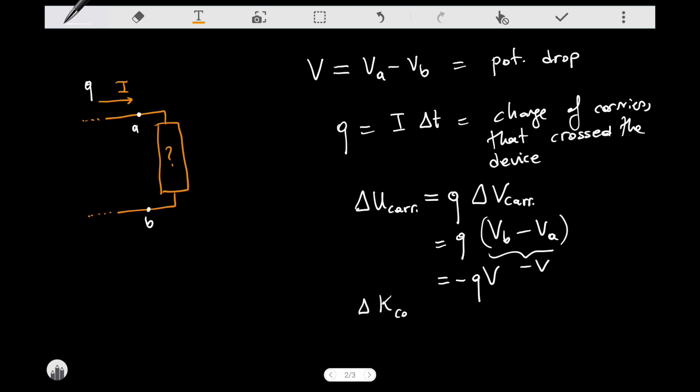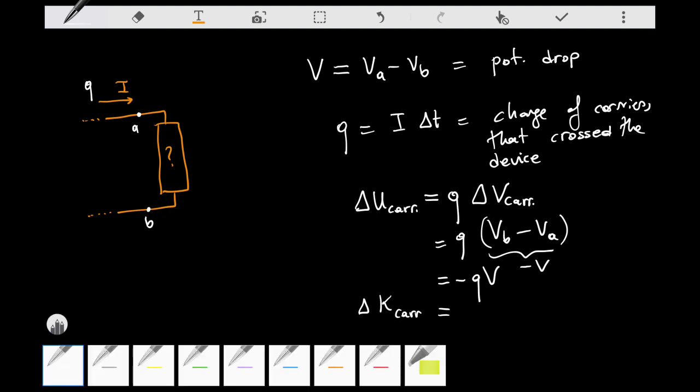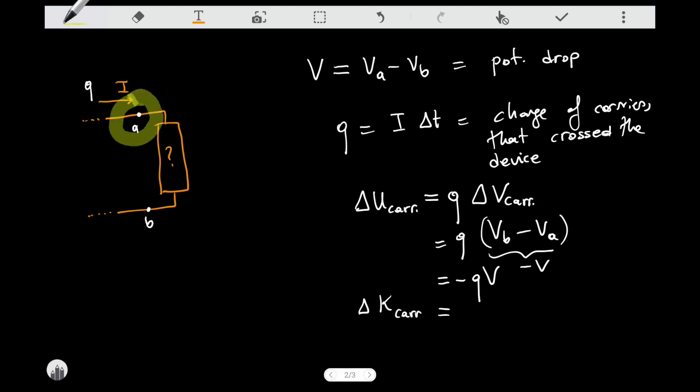Change in the kinetic energy of the carriers. Okay, in that case, I'm going to assume this. Let's say that this is a copper wire. Let me use this highlighter pen. This is a copper wire, and there's a copper wire in here. So the copper wires are connected to the device. In this wire, the statistical properties of the charge carriers are exactly the same as the properties of the charge carriers in that copper wire.